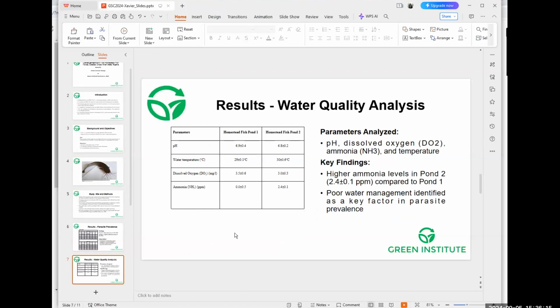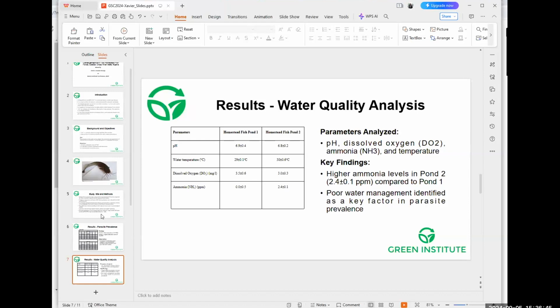Now, results of the water quality analysis. The table indicates that pH, dissolved oxygen, ammonia and temperature were the key parameters taken. It was observed that ammonia levels in Pond 2 were 2.4 plus or minus 0.1 parts per million compared to Pond 1. This indicates that there was poor water management, which was identified as a key factor in parasite prevalence in these respective ponds.